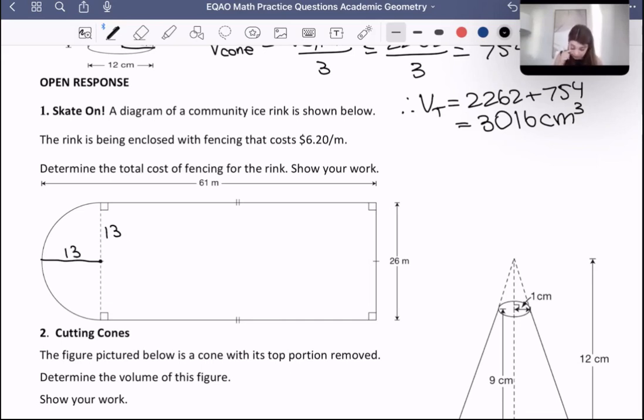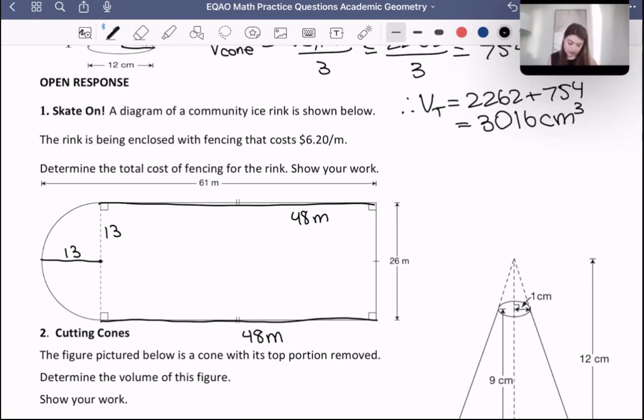So that means in terms of how long these sides of our rectangular-ish type of rink are, it is going to be 61 minus 13. Okay, so let's do that. 61 minus 13 is going to be 48 meters. Okay, and same with this side, we have 48 meters over here as well.